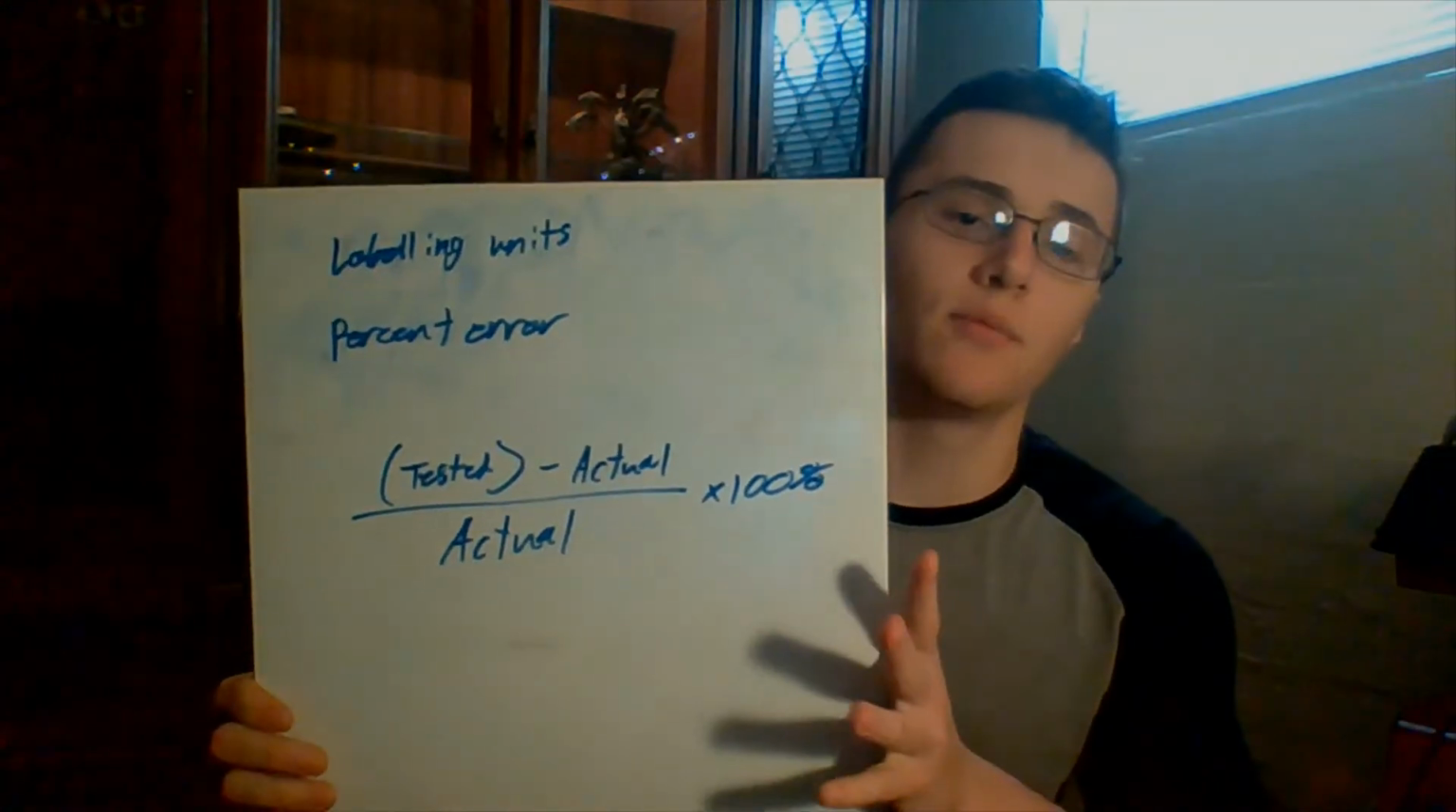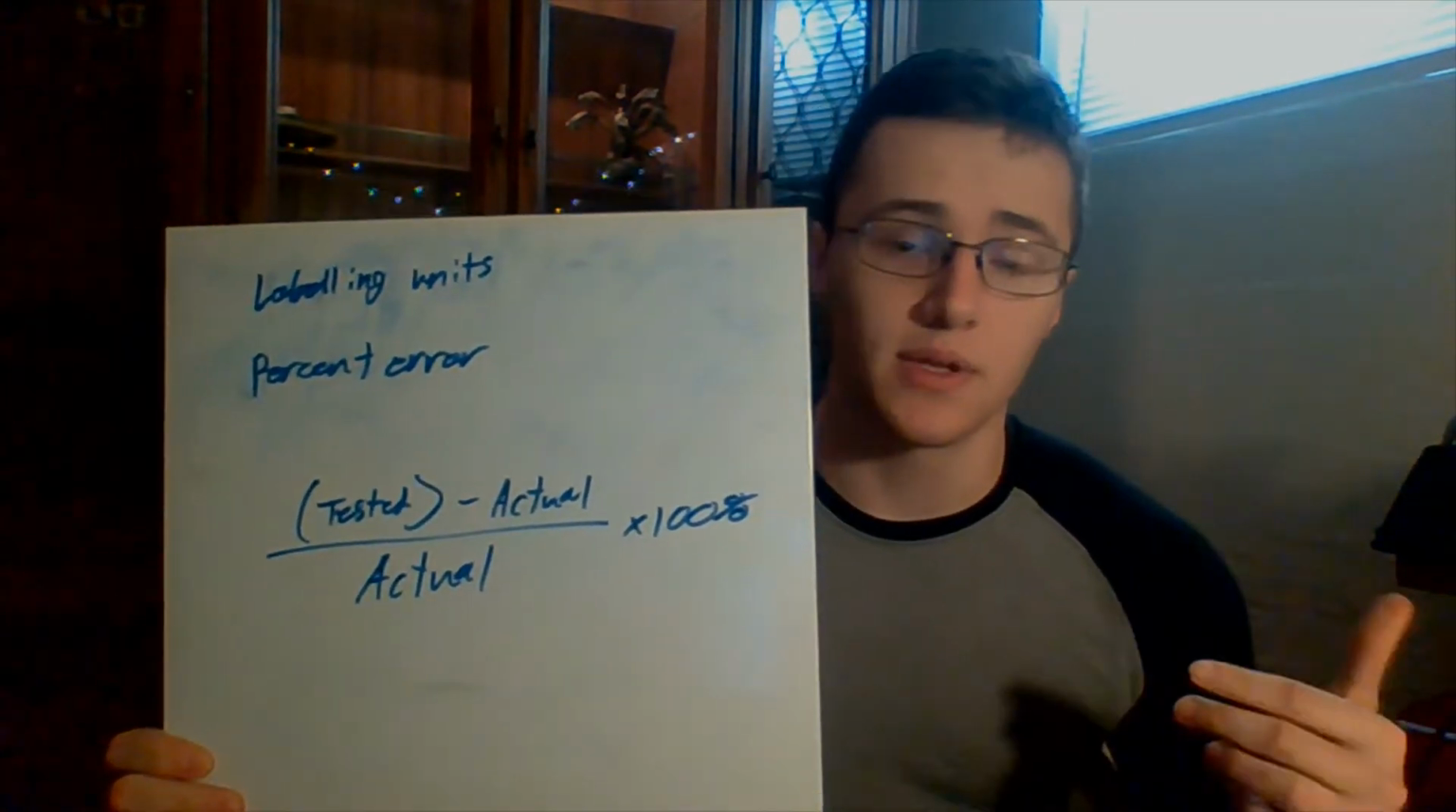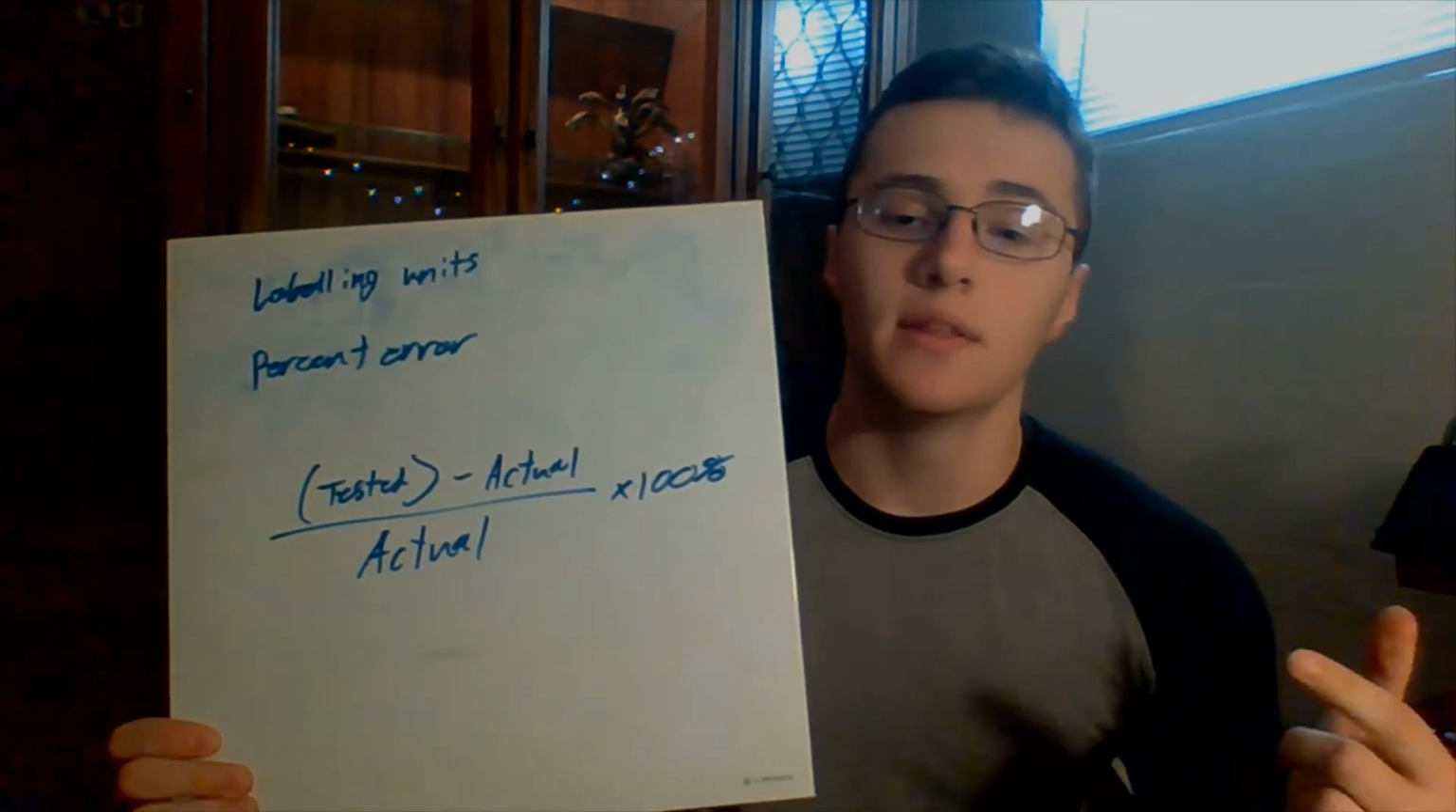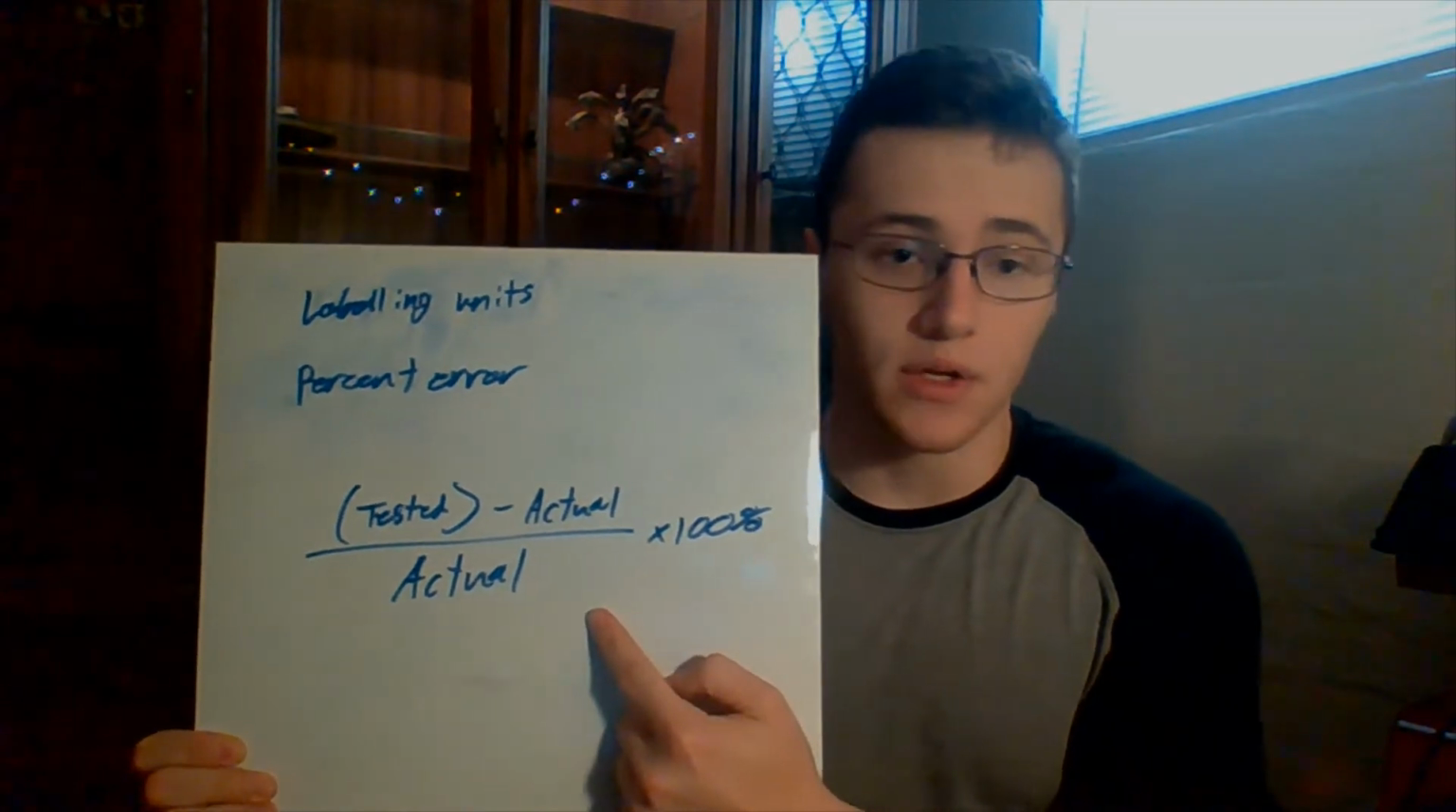So anyway, minus actual divided by actual times 100%. And that's where those units come in. And just so you know, I am writing on a whiteboard. I'm not just writing on something in my lap. I mean, I am, but it's this. This is your equation that you're going to want to use.